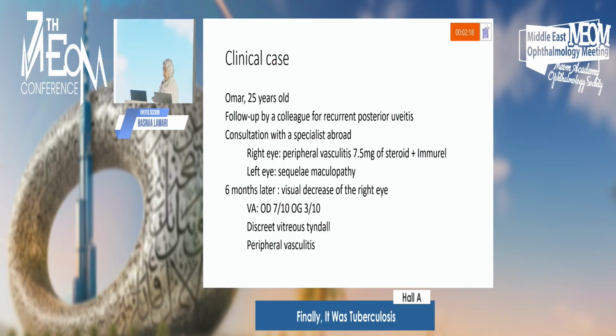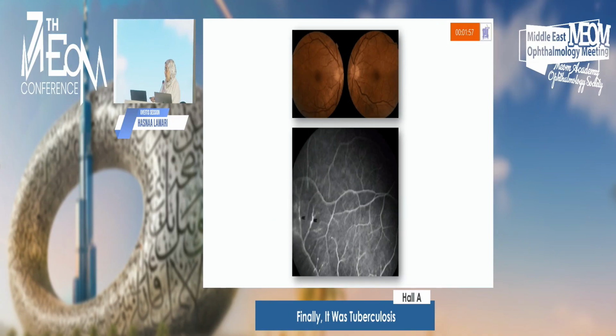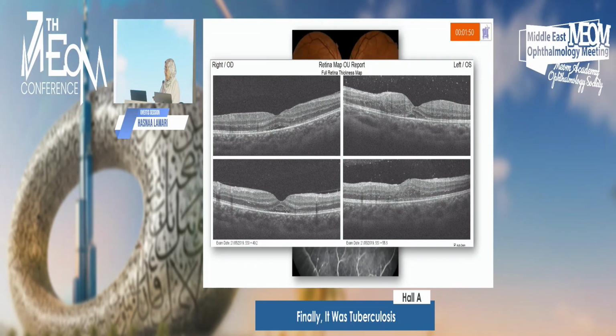We can't do anything. 6 months later, I see him for visual acuity decrease of his right eye, right eye 7/10, and the same acuity in the left eye, with the vitritis and the peripheral vasculitis. This is his fundus, and we see he has a peripheral vasculitis, and this is his OCT. We see the vitritis and macular edema.